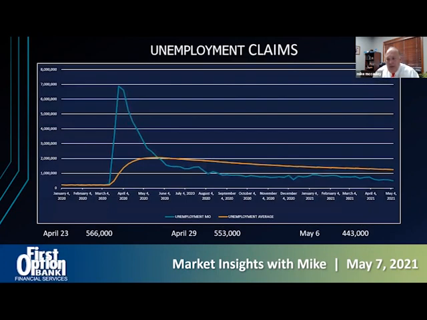So this is unemployment claims. Great week. You can look down and see that we actually dropped below 500,000, and we created about 1 million jobs. So things are going very positively on this. And you can see that May 6, 443,000, huge drop from the previous week. And this is really good news.